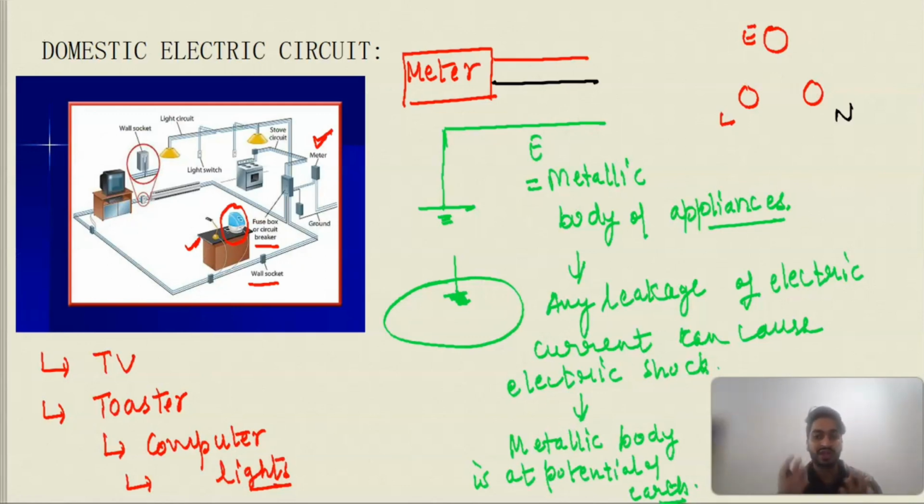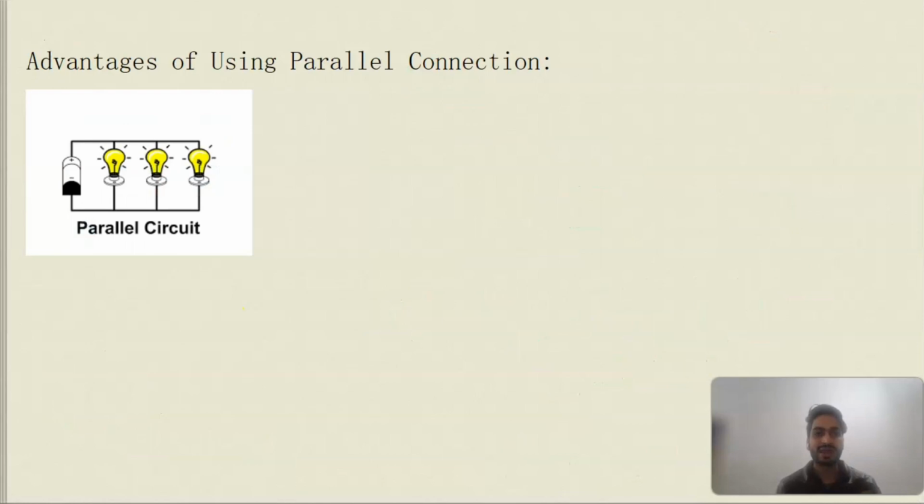The type of connection we use at our home is the parallel connection, so let's elaborate on that too. This is a simple diagram to show the parallel connection in our house. We have already studied series and parallel combinations in our previous chapter. Let me give you an example of how this parallel connection provides a lot of advantages to us.